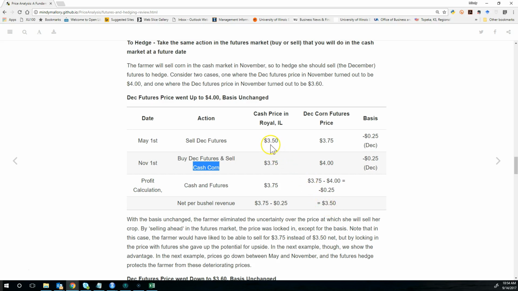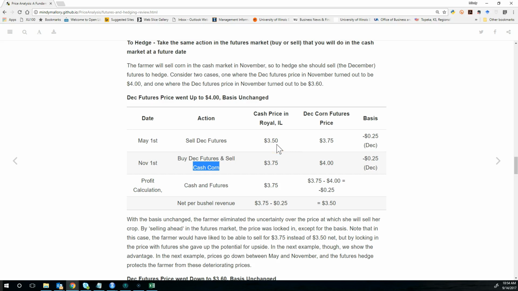Now note, that's exactly what he saw in his cash market on May 1st when he said, yeah, this looks like a good price. And since the basis did not change, that's exactly what we should get. By hedging with futures, in this case where there was no basis change, the hedged price, the net revenue he gets at the end of the day, should be equal to the price he saw when he placed the hedge.